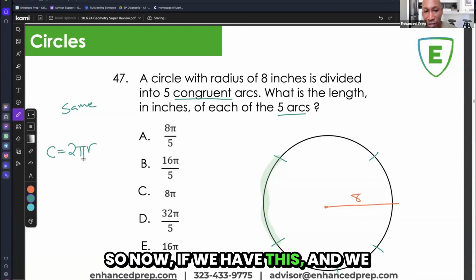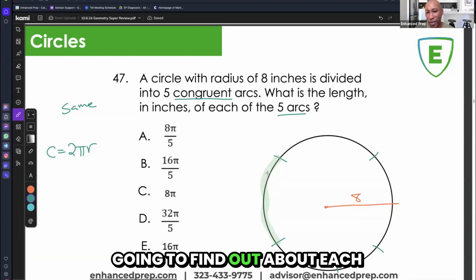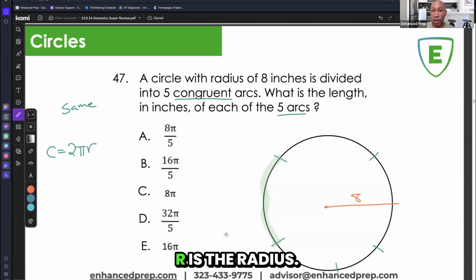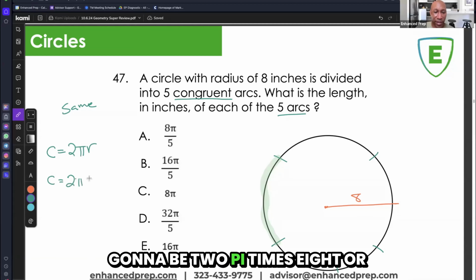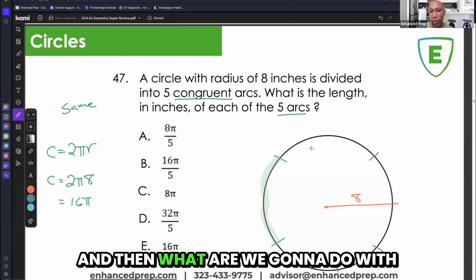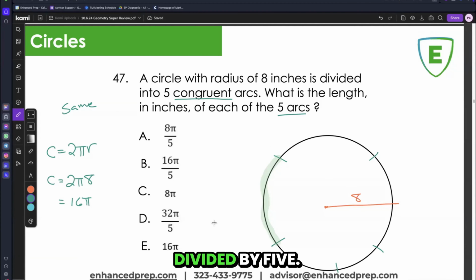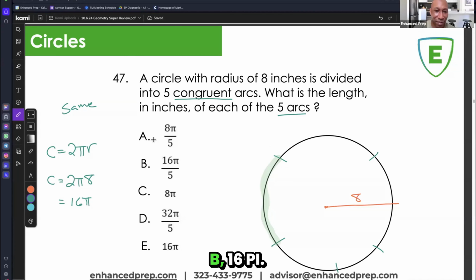So now if we know that's the distance around the whole circle, how are we going to find out about each individual one? Oh, is r the radius? R is the radius, so you'd plug in 8 for r. Okay, cool. So we get that our circumference is going to be 2 pi times 8, which is equal to 16 pi. And then what are we going to do with that 16 pi to find all the 5 different arcs? Divided by 5. Divided by 5, right? And then what will be our answer choice? B, 16 pi. Great job.